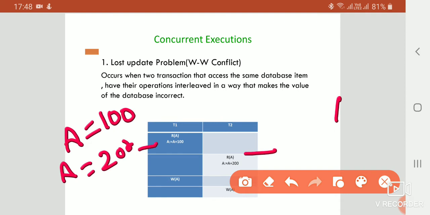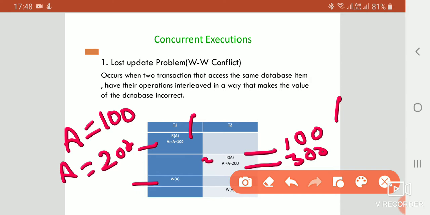Next, again you are performing read of A. At this particular point, the previous instruction in transaction T1 is not updated anywhere. It has just performed some operation. Read of A means again it is going to take 100, not 200, because the previous instruction is not committed anywhere. Next A equals A plus 200 gives a result of 300. So when we jump to these instructions, first we execute this, then the second part, then the third one.